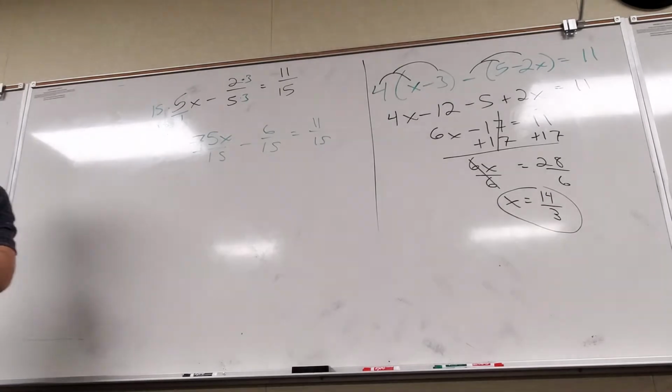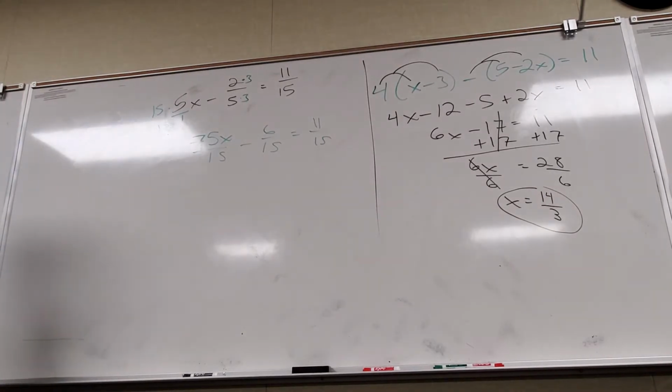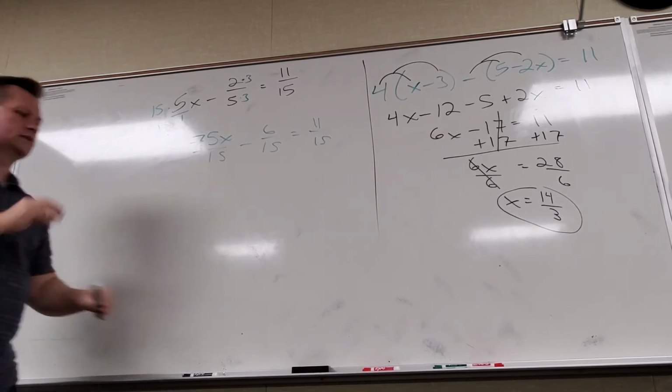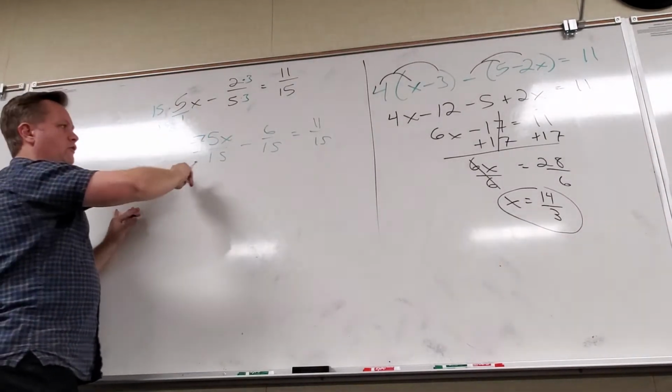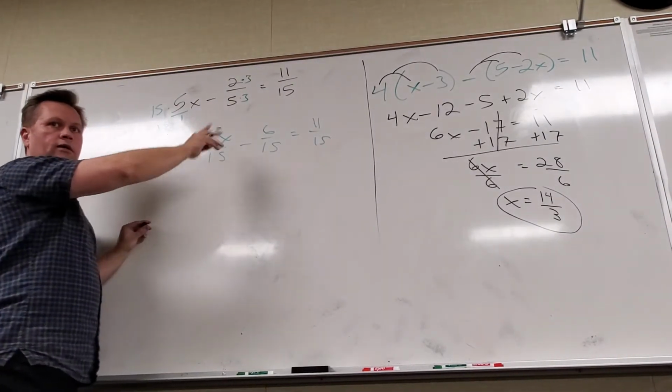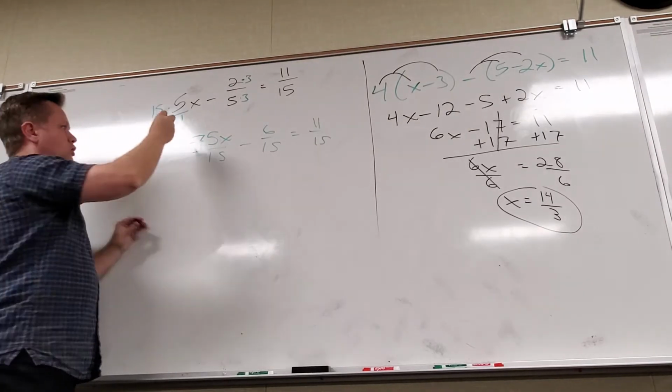Let me stop for a second. You've got to be able to do that. You've got to be able to make an LCD. So that's all we just did. Everybody got the same denominator because now, how do I kill it? Everything is being divided by 15. So how can I undo that? Multiply everybody by 15.